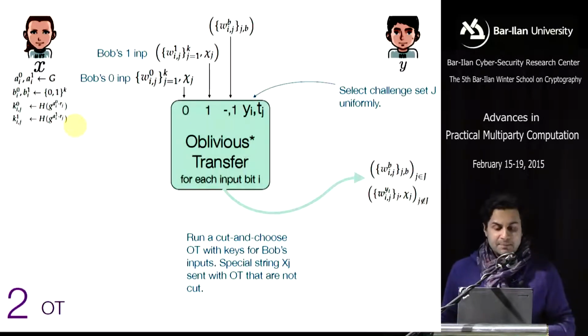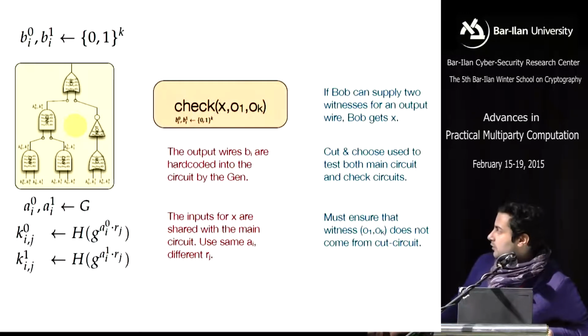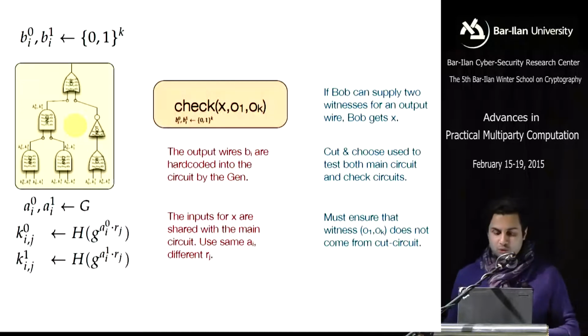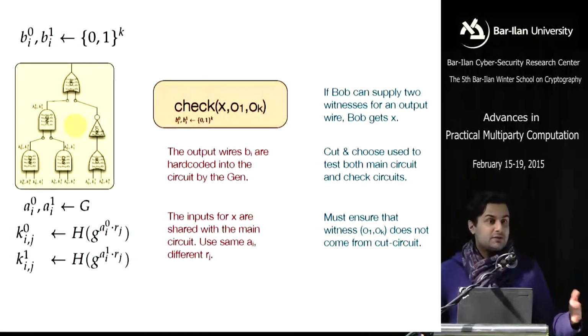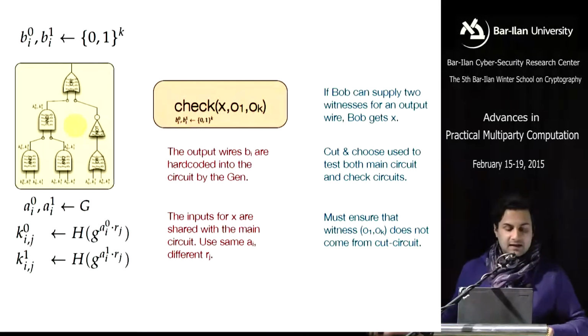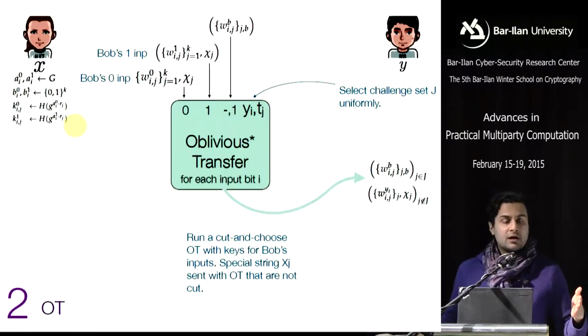Okay? And this special string, chi-j, is what we're going to use to solve this problem right here. Remember, we said that we need to make sure that the witness that Bob uses in this check circuit can't be a witness that he receives from the cut when he cuts a circuit. Okay, and so this chi-j is going to be exactly that. This chi-j is to say, here I have a 0 input for a circuit that I evaluated, and I have a 1 input for another circuit that I evaluated, if you have the same chi-j.